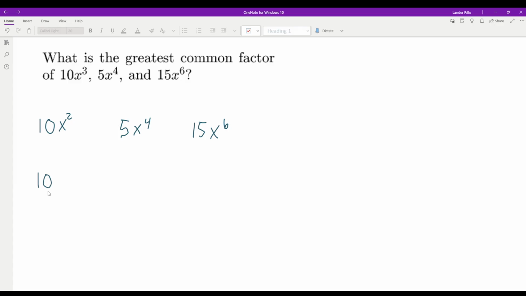10, 5, and 15. Notice how it's also three numbers. You can find the GCF of three numbers instead of two numbers, or even four numbers, five numbers. But it's always going to be one answer for the greatest common factor. So first, look at the numbers or coefficients. You need to focus on them individually because finding the GCF of numbers and variables are different ways to do it. So focus on numbers first.